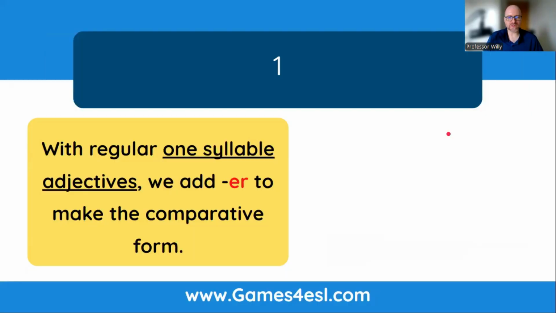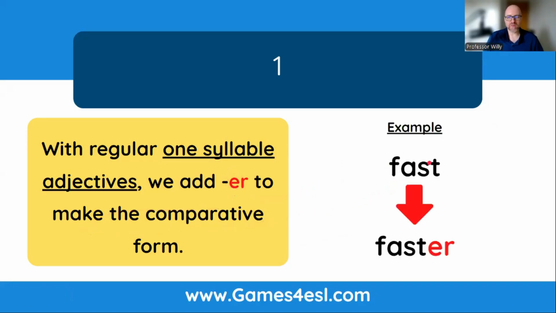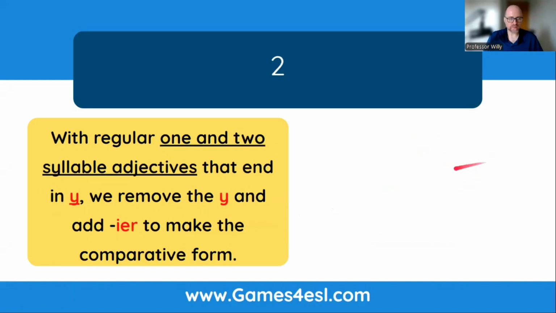Comparative adjective rules, regras. With regular one-syllable adjectives, we add er to make the comparative form. So small becomes smaller, fast becomes faster, late becomes later, big becomes bigger, fat becomes fatter, tall becomes taller, and on and on and on.